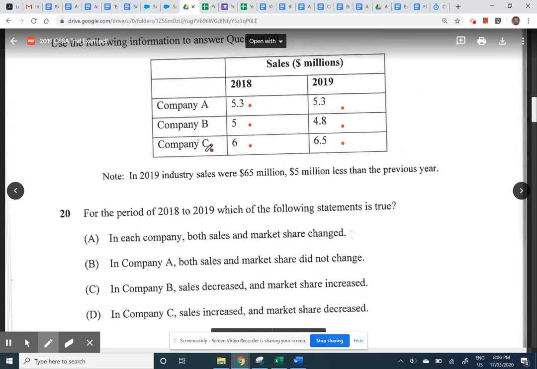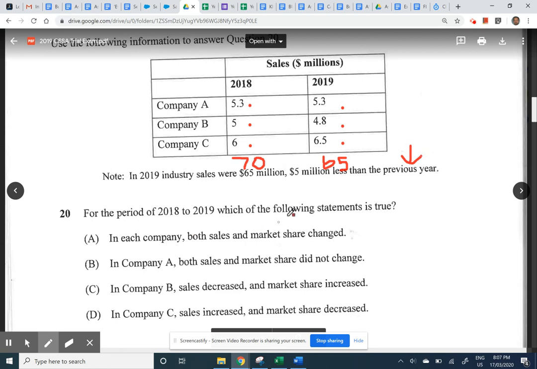These three companies exist in a market, but there are other companies that exist. So if we look at the industry, in 2019, industry sales for the total market was 65 million. So we're just going to write 65 as best I can here, which were $5 million less than the previous year. So this is the trick. So that means if 65 is 5 less than the previous year, then sales for this year are going to be 70 million. So the size of the market shrunk from 2018 to 2019. That's the first thing that you've got to realize.